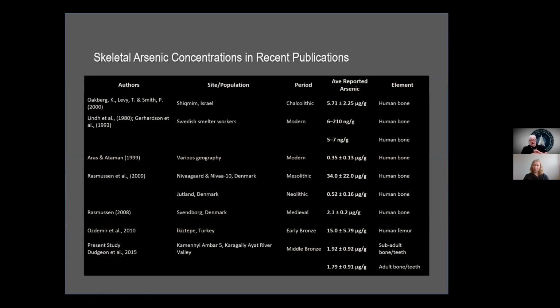This last part here is that we looked at the arsenic concentrations in people who work in smelting operations today and compared it to the amount that we found within our sample. And the arsenic that we find is fully consistent with some of the higher exposures that modern people can get, the exposures that people were getting archaeologically about the same time.